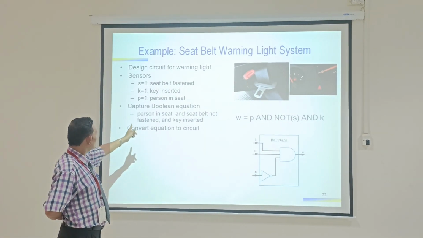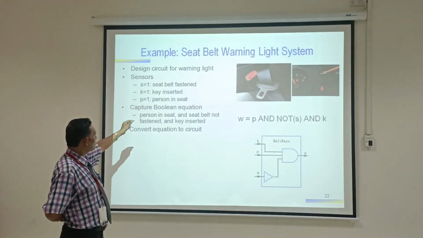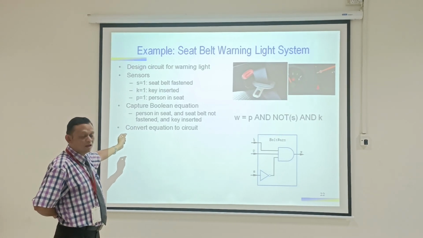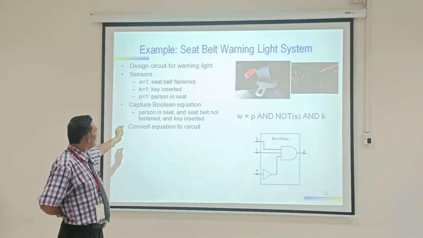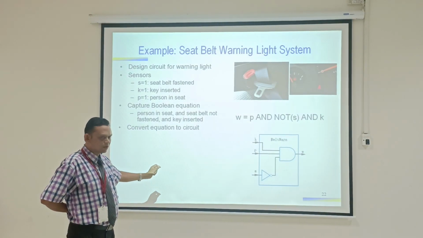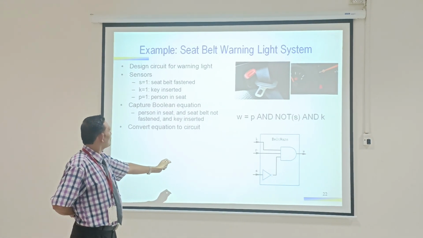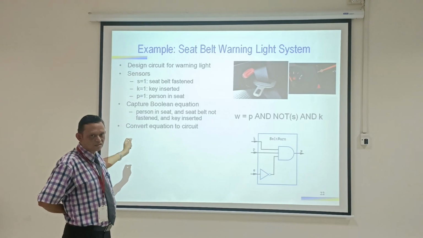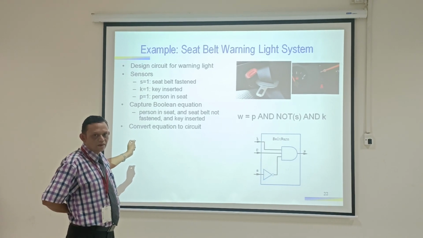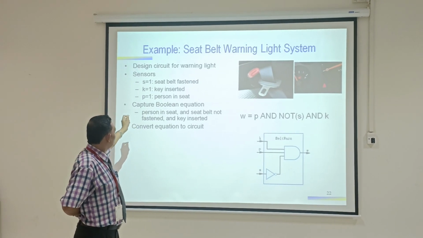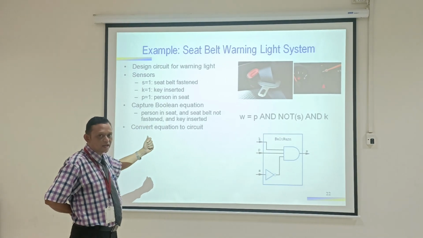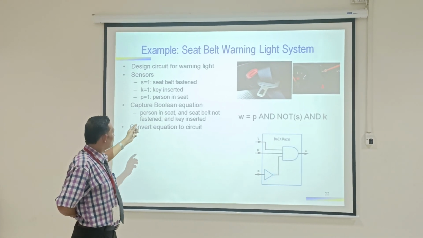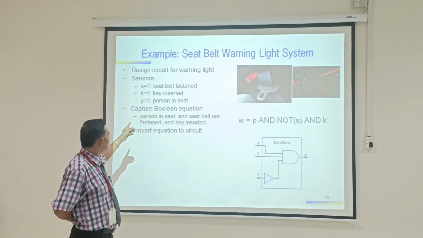And what about S? When will S be 1? If he fastens the seat belt properly, it will be 1. If he is not fastening it, what will happen? S is equal to 1 only in the case that he wears the seat belt properly. If he is not wearing the belt properly, S will be 0.